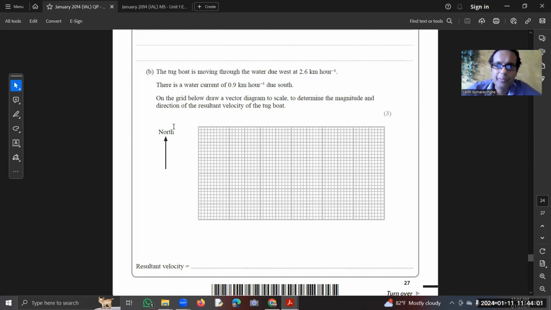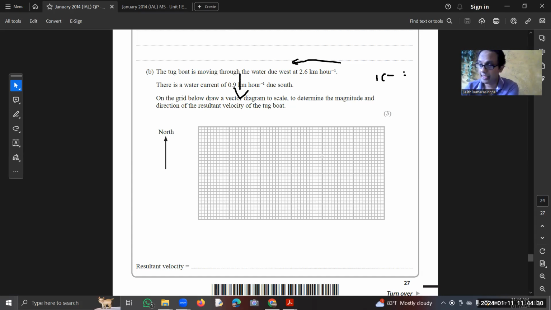This is okay. The tugboat is moving through the water. Due west, this way, 2.6 centimeters we can take. Check your scale also, it says 1 centimeter is equal to 1 kilometer per hour. Then due south, downward, 0.9. We have to join them head to tail. So what we'll do is take 2.6. If you want, you can double it. Double 2.6, double is better.